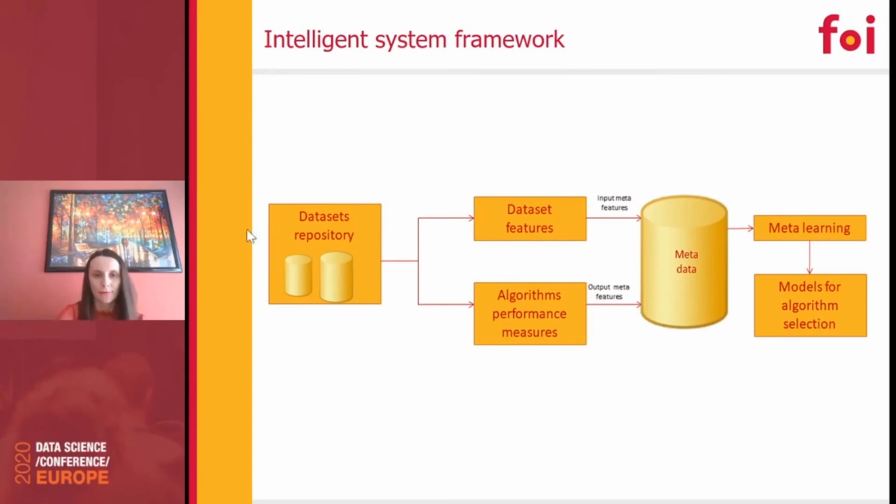So we need to have a large number of data sets in the repository from the two domains, business and education. Based on the features of such data sets, which will serve as inputs, predictive and descriptive models will be performed to see algorithm performance measures which serve as output. So this will serve as our metadata, based on which we will develop meta models in order to select the best algorithm for a data set of specific characteristics.